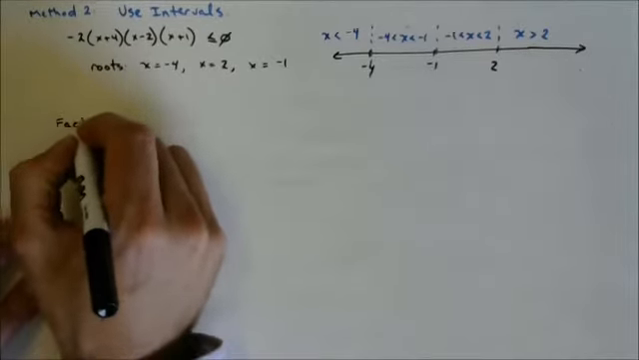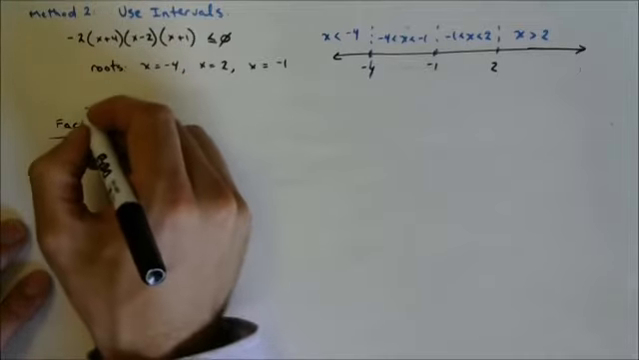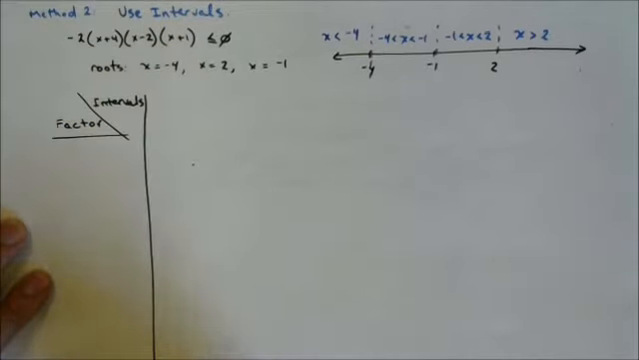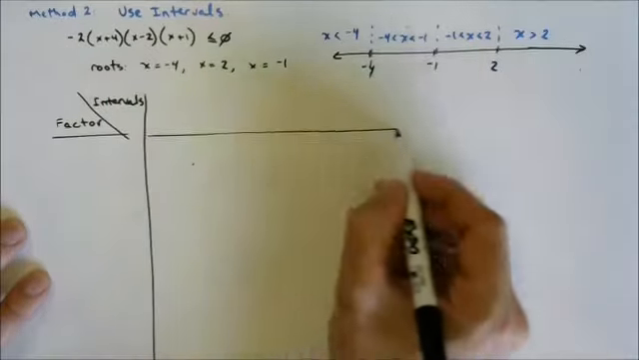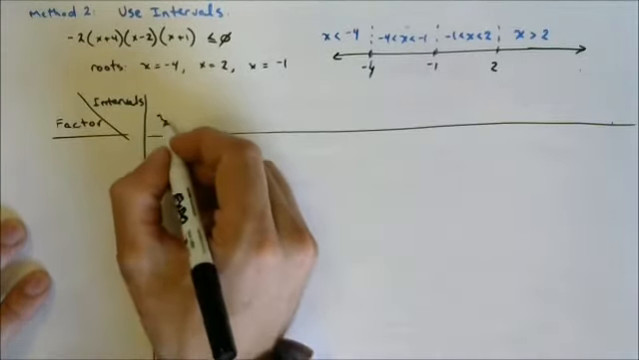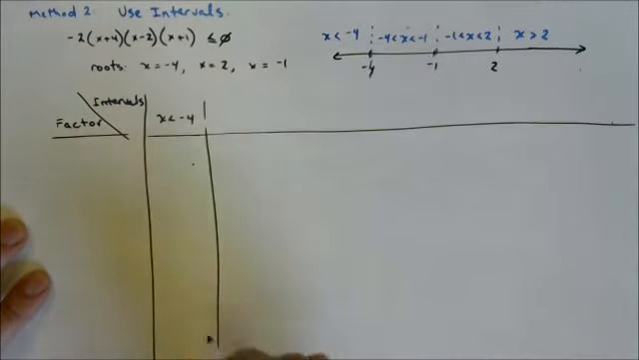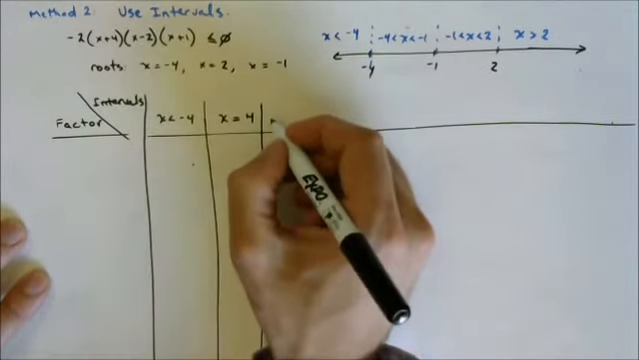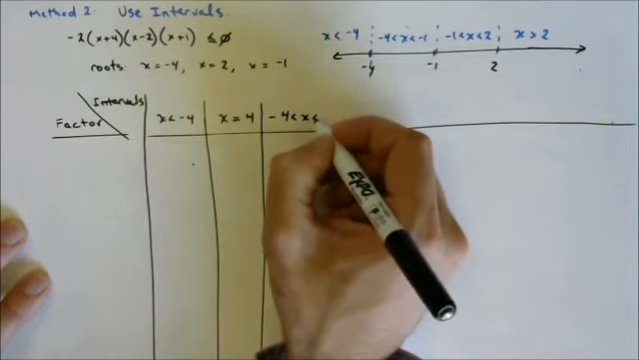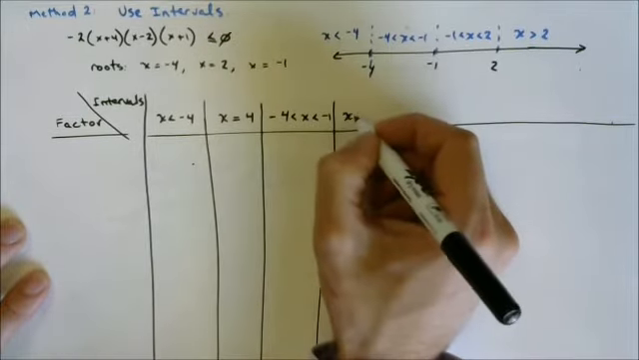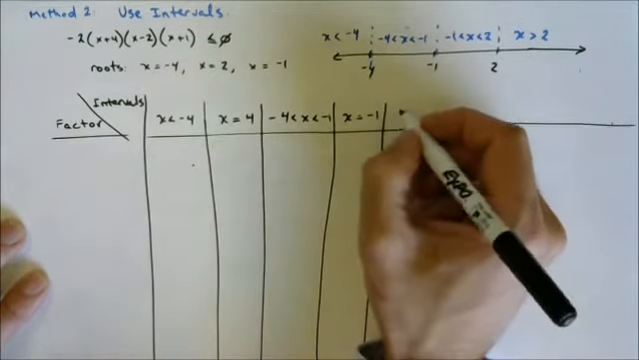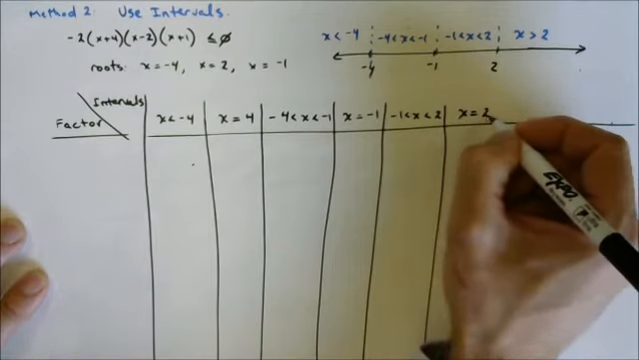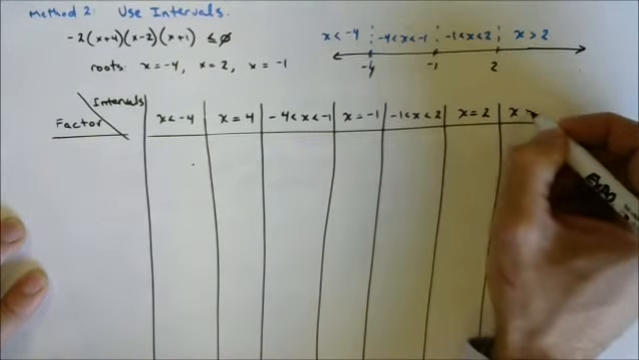So going down, we're going to have all of our factors, and going across, we're going to have all of our intervals. So the intervals then, as we've just discovered, are x less than -4, and then we're going to have another column for what happens when x equals -4. And then we have our next interval from -4 to -1. We want to see what happens at x equals -1. And then we have -1 to +2. We want to see what happens at x equals +2. And then we've got x values greater than 2.